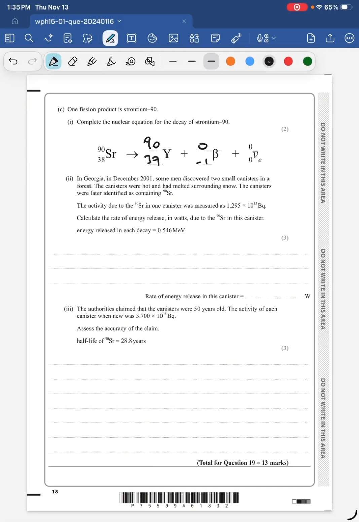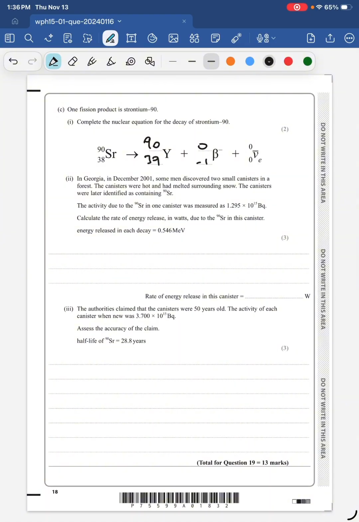In Georgia, in December 2001, some men discovered 2 small canisters in a forest. The canisters were hot and had melted surrounding snow. The canisters were later identified as containing strontium-90. The activity due to the strontium-90 in one canister was measured as 1.29 times 10 to the 15 becquerels. Calculate the rate of energy release in watts due to the strontium-90 in this canister.